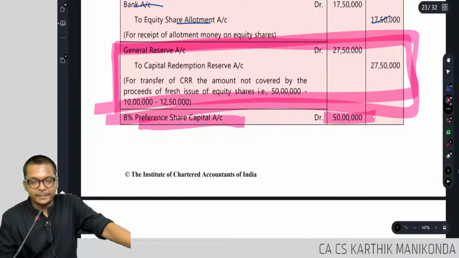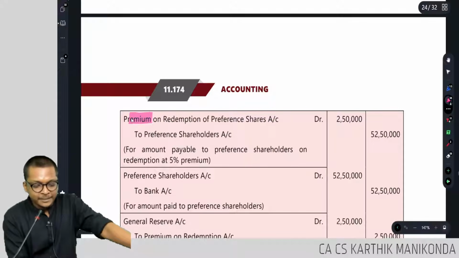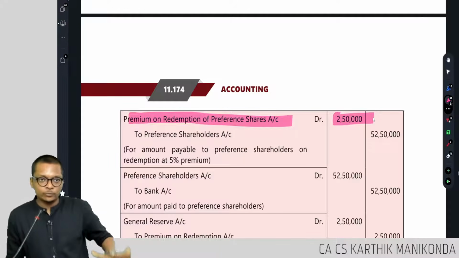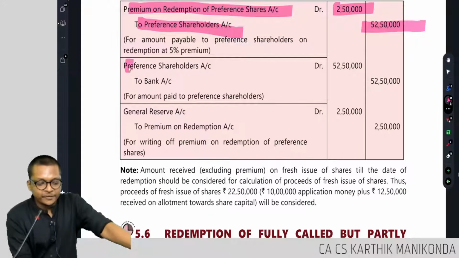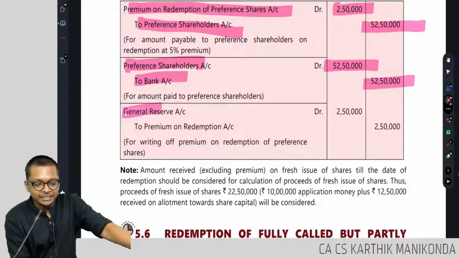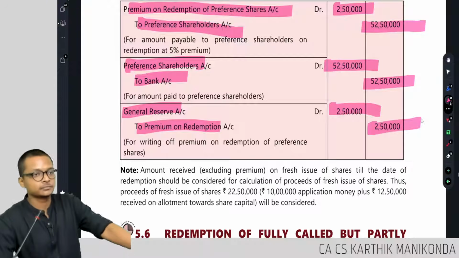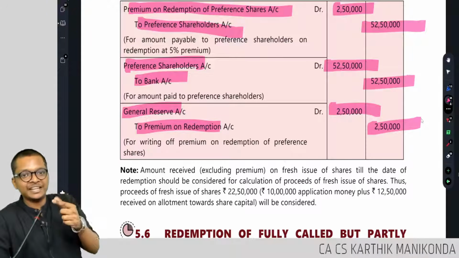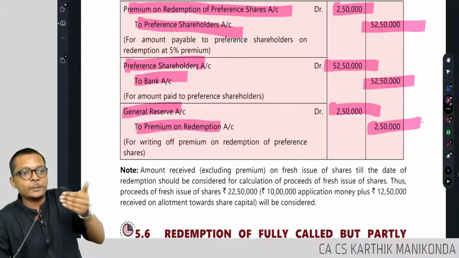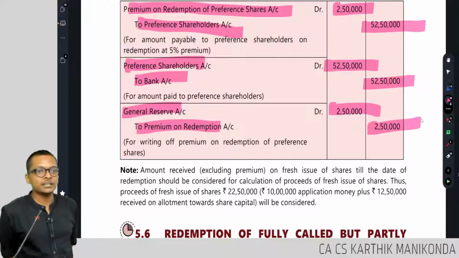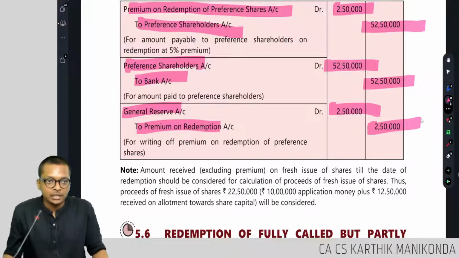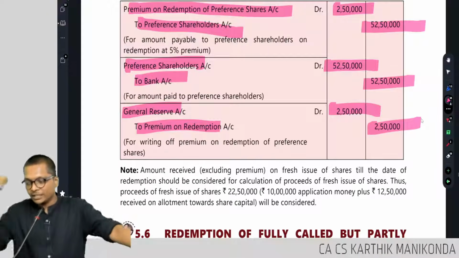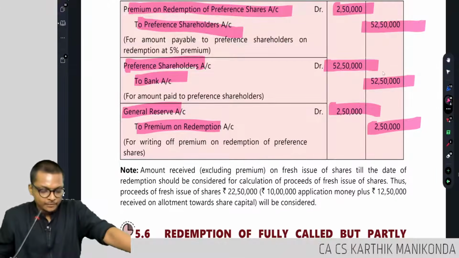Then after this, look at this. Preference share capital account debit 50 lakhs. Premium on redemption, 5% premium, 2 lakh 50. To preference shareholders, 52 lakh 50. Preference shareholders to bank, 52 lakh 50. General reserve to premium, 2 lakh 50. So this is redemption of preference shares in combination with fresh issue of equity shares with application, allotment and call. Easy or difficult? But lengthy. 8 marks or 6 marks you can be asked. Are you following, guys? Everybody genuinely understanding? Okay. Super.